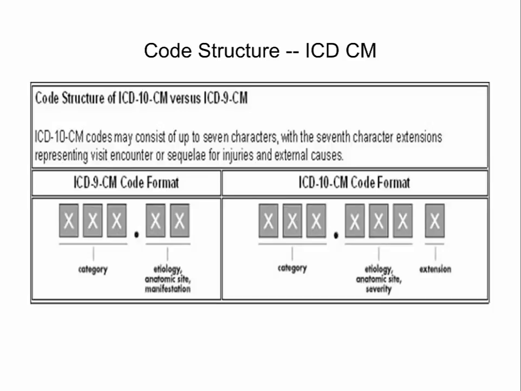In the ICD-10 CM code format, the first 3 characters represent the category, the next 3 are etiology, anatomic site, and severity, and then the last character is optional as an extension.